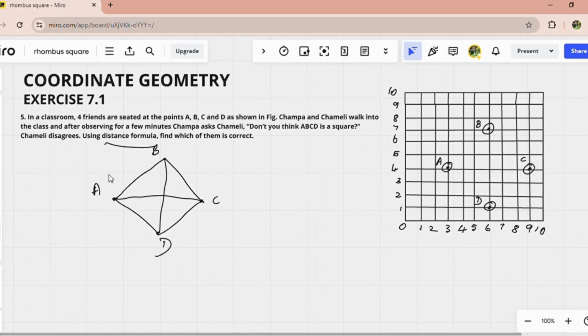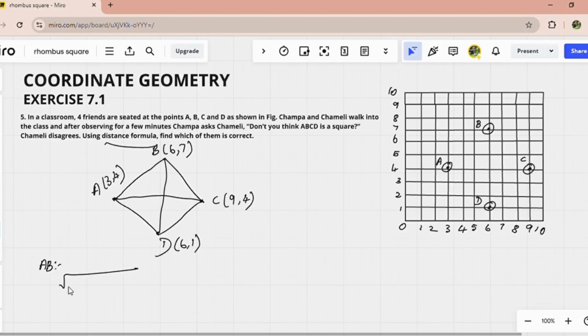So first I'm going to find the points. A is x-axis 3 and y-axis 4, so 3, 4. B is x-axis 6 and y-axis 7, so 6, 7. C is x-axis 9 and y-axis 4, so 9, 4. D is x-axis 6 and y-axis 1. Okay, so now first AB.